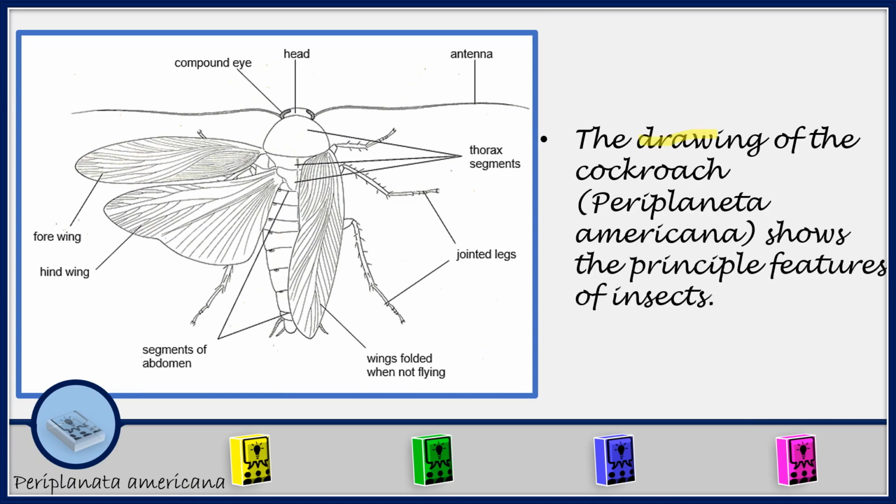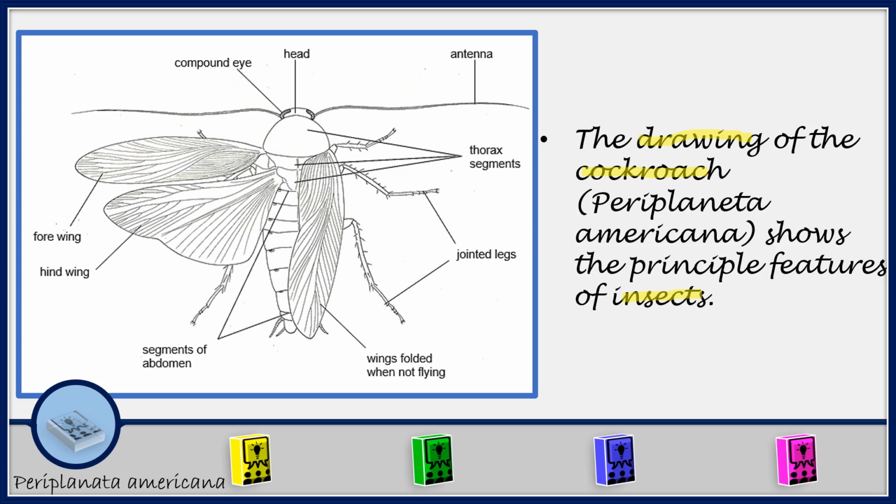The drawing of a cockroach, Periplaneta americana, shows the principal features of the insect. And here we have the insects that we are going to use. We shall use the cockroach.